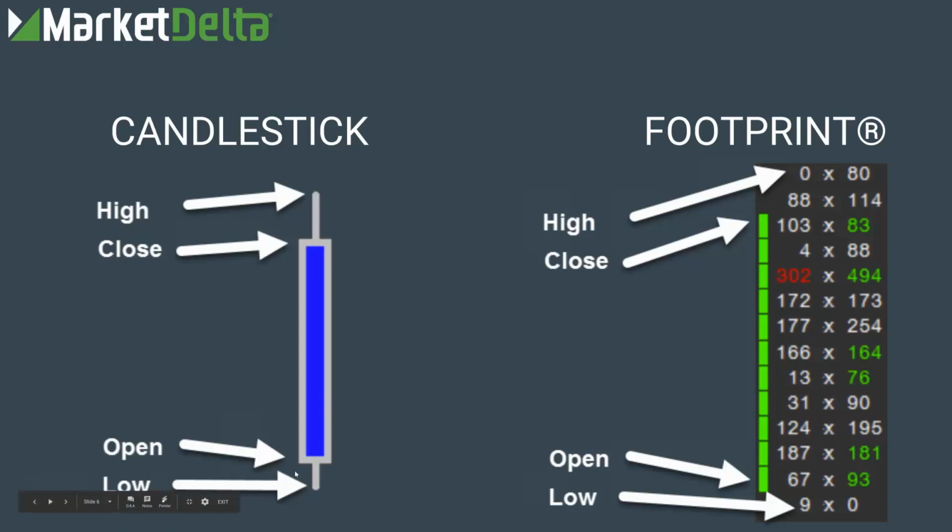And what you have, let me turn on my laser pointer. What you have here, each of these rows would represent a price within the bar. So with a candlestick, you don't know how many prices necessarily traded here. You can't tell. Here you can see each row represents a price that traded. Okay, and the numbers you see are representative of volume.